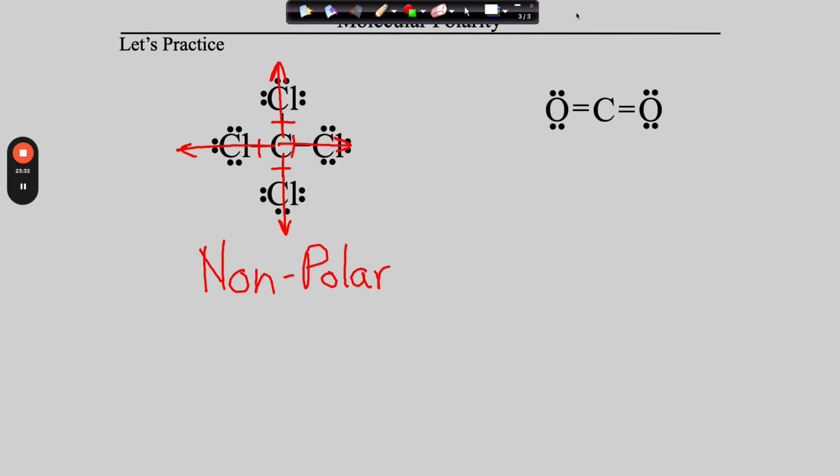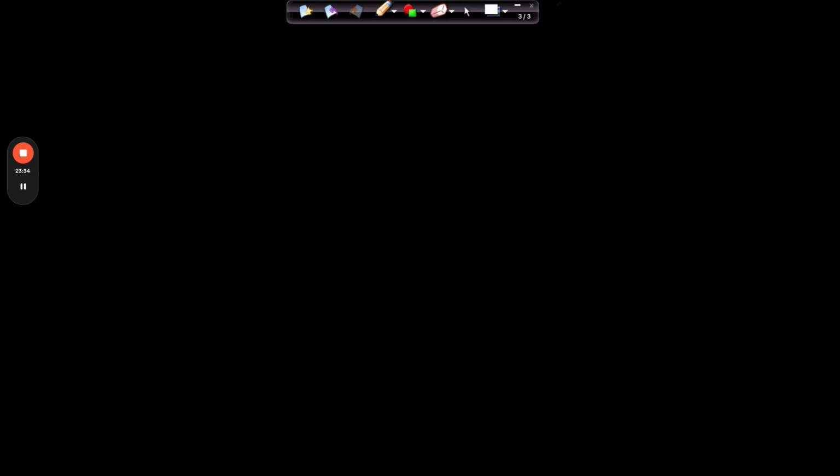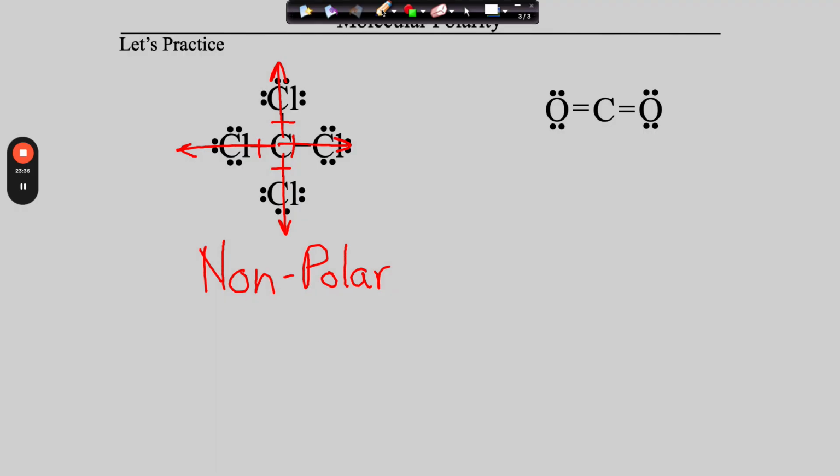All right, this could freak out, wait for it. It did freak out, but now we're back. Okay, so guys, this arrow goes towards the oxygen. This arrow goes towards the oxygen. Do those poles cancel out? Is it symmetrical? Yeah. Therefore, it's nonpolar.